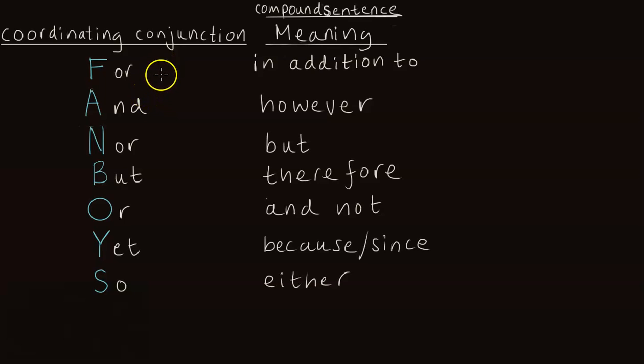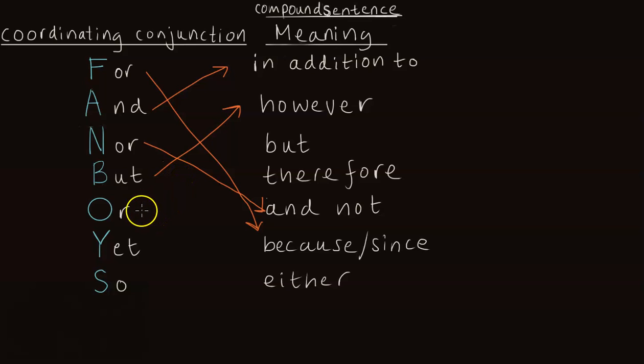Okay, so the answers are as follows. For means because or since, and means in addition to, nor means and not. But could either mean however or but. It could be however or but, because two of these coordinating conjunctions actually have the same function and meaning. So we'll say however for but, or is either, yet is but, and so means therefore.